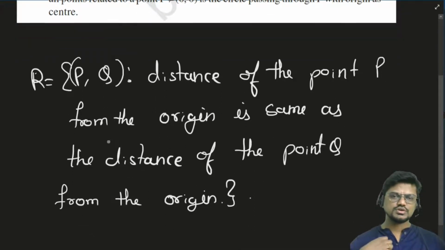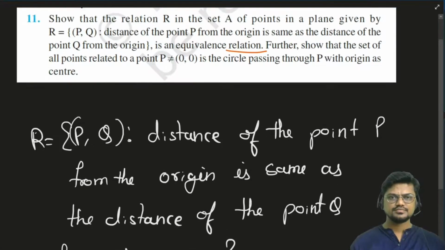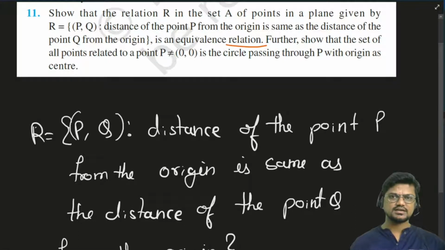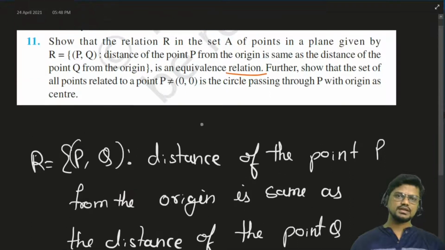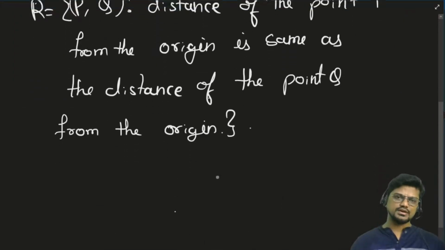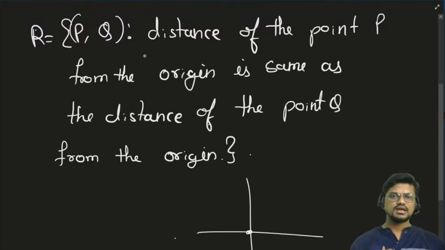Right? So the distance of P and the distance of Q should be the same, and you have to prove it is an equivalence relation. Now show that the relation R in a set A of points in a plane is given by... Now see, suppose this is my x and y axis and this is my origin. What is the relation?